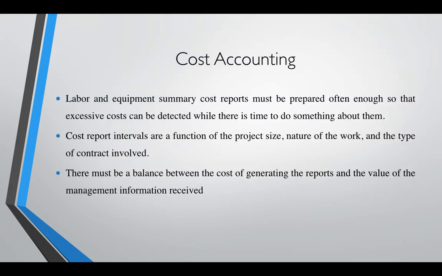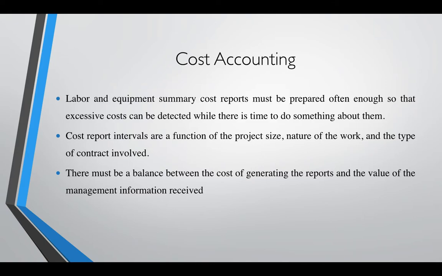Okay, going back now, we're going to go to cost control. And where does cost control start, on what page? So cost control starts on page 329 of your textbook. So cost accounting: labor and equipment summary cost reports must be prepared often enough so that excessive costs can be detected while there is still time to do something about them.